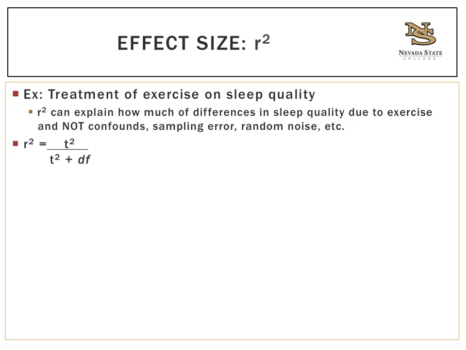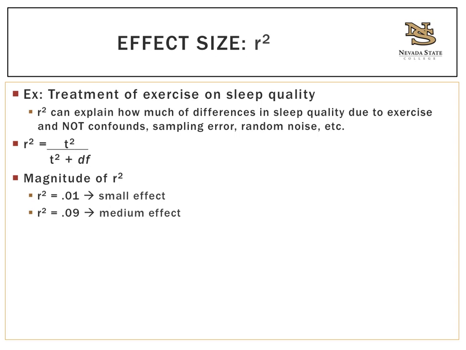Again, we are simply using our t value that we calculated and putting that into this equation. And our magnitude of R squared hasn't changed. So if it's 0.01, we have a small effect, 0.09, a medium effect, 0.25, a large effect, and 0.50 or larger, a very large effect. So we'll be using the same effect sizes, either estimated Cohen's d or R squared, with our related samples.